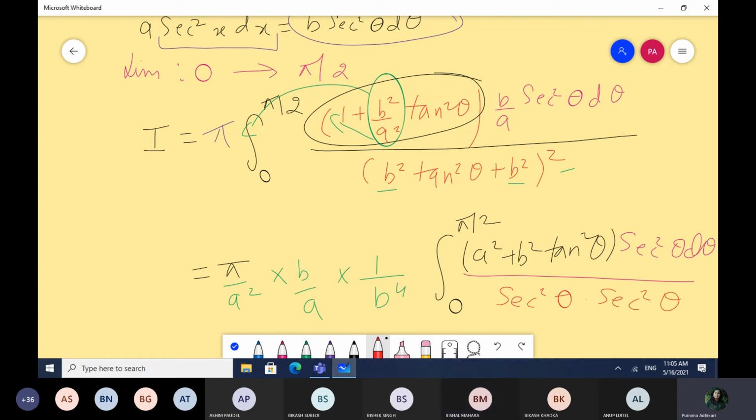Denominator part, can we write it like this way? You will get 1 plus tan square theta, which is sec square theta whole square. So sec square theta into sec square theta, so this sec square theta gets cancelled. You cancel out and you get a square over sec square theta plus b square tan square theta over sec square theta. What is it?